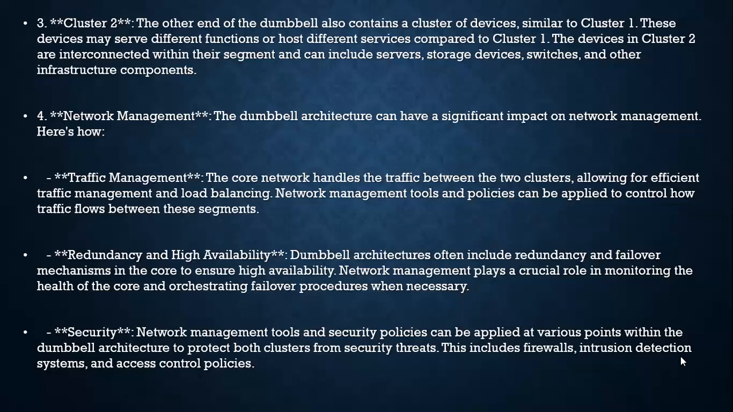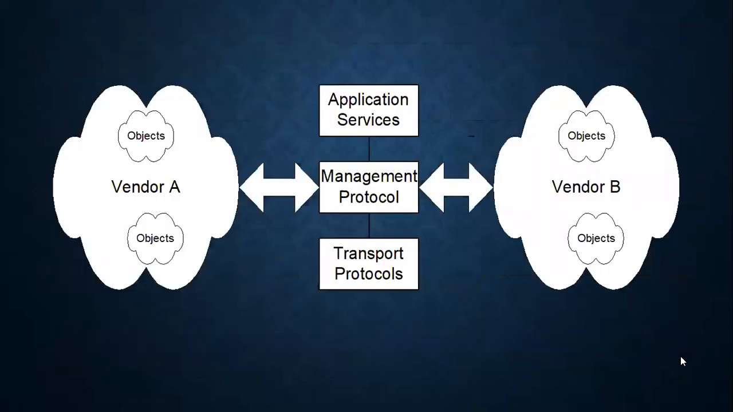Redundancy and high availability. Dumbbell architectures often include redundancy and failover mechanisms in the core to ensure high availability. Network management plays a crucial role in monitoring the health of the core and orchestrating failover procedures when necessary. Security. Network management tools and security policies can be applied at various points within the dumbbell architecture to protect both clusters from security threats. This includes firewalls, intrusion detection systems and access control policies.